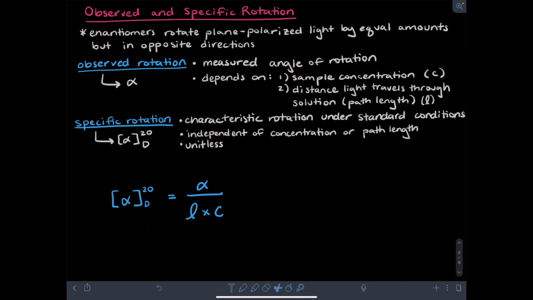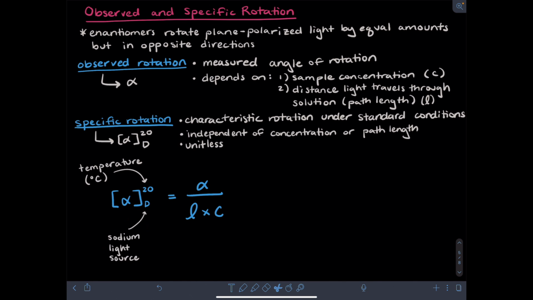The equation that relates specific rotation and observed rotation is that the specific rotation is equal to the observed rotation divided by the path length times the sample concentration. The D stands for the fact that a sodium light source is being used in this measurement.